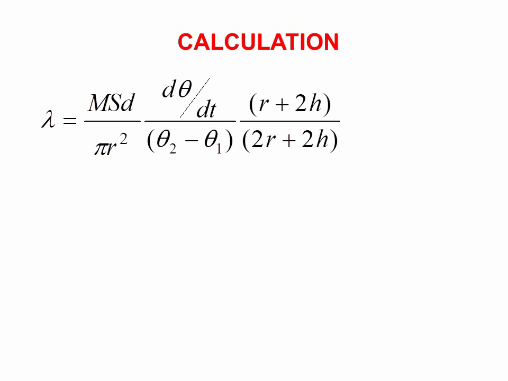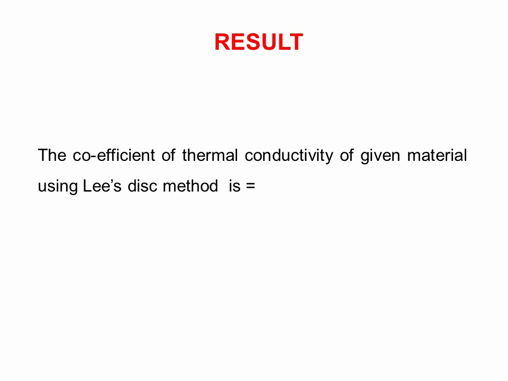Calculation. Substitute all the obtained values in this formula, thus we can get the value for lambda. Then result. Fill up the blank by writing the obtained lambda value with the proper unit. So, the coefficient of thermal conductivity of the given material using Lee's disc method is dash. We have to fill up that value with the proper unit, W m inverse K inverse.